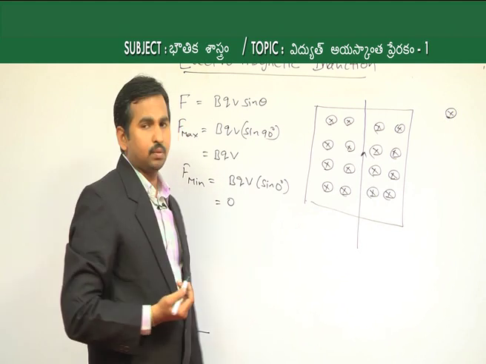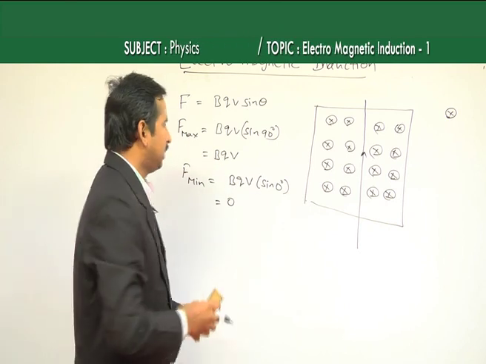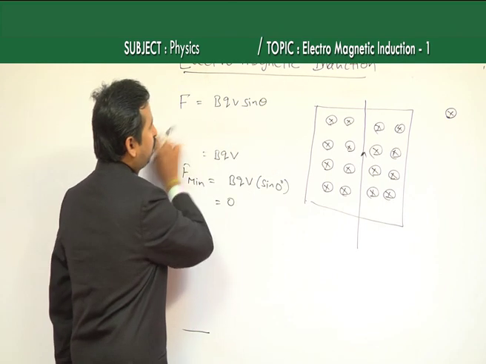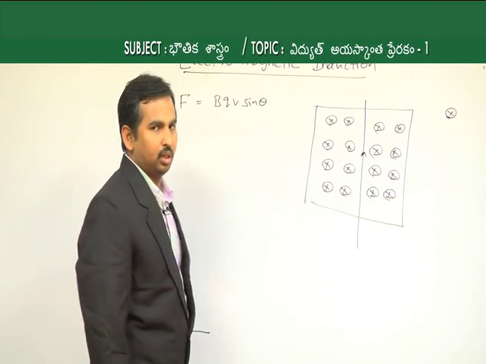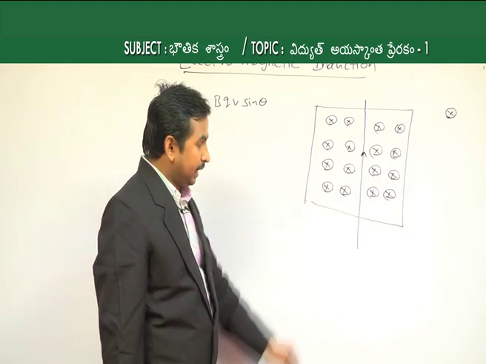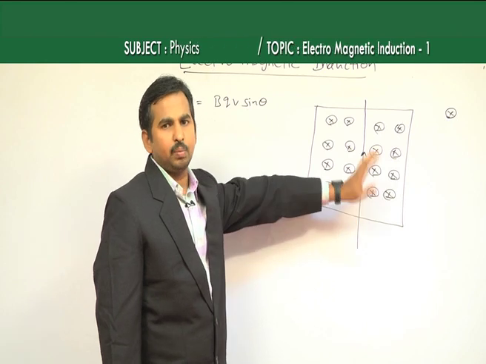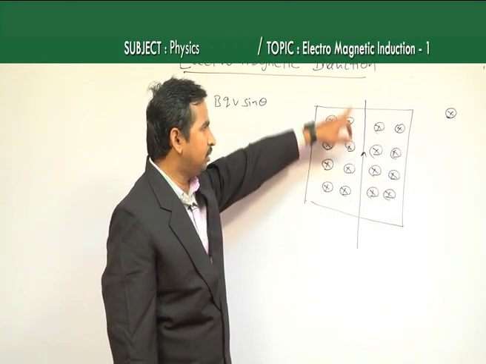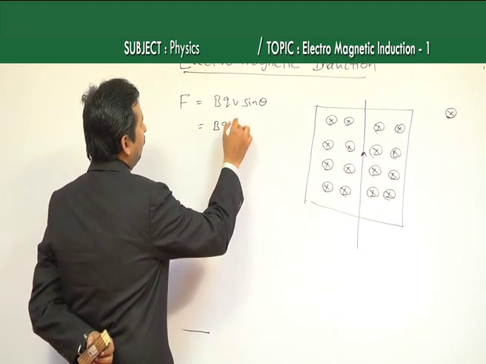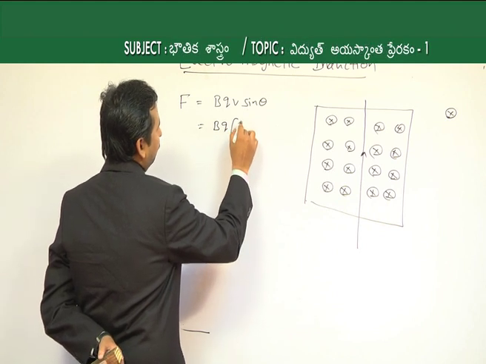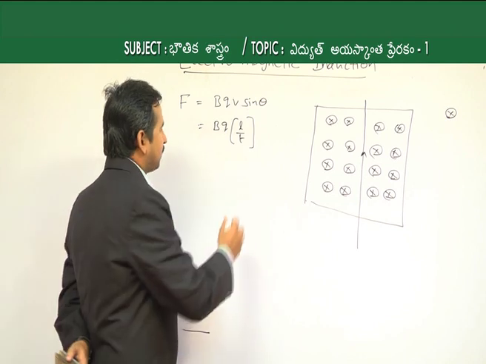As the current is nothing but the flow of charge, we already know the formula: F is equal to BQV sin theta. The velocity is nothing but displacement by time, and the displacement covered by the charge is nothing but the length of the wire we are taking. So in place of V, we can write displacement by time, which is L by T, times sin theta.